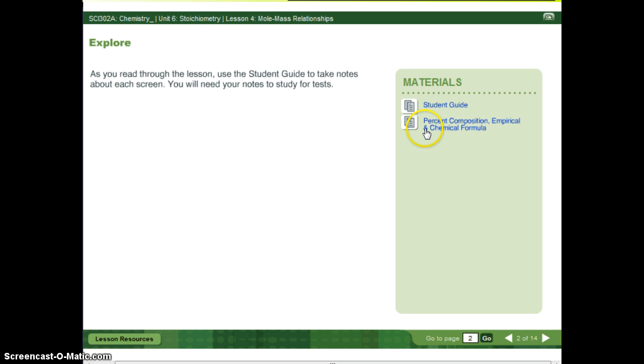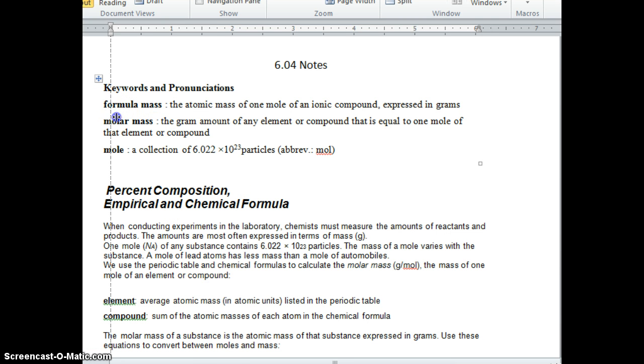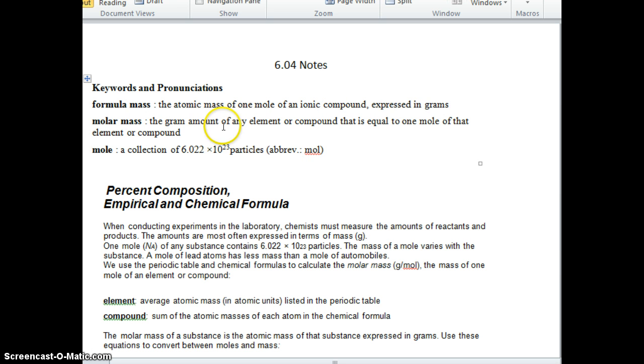On slide 2, you can get the student guide and the percent composition, empirical, and chemical formula. I strongly suggest that you get both of those. From there, I pulled the keywords and pronunciation.